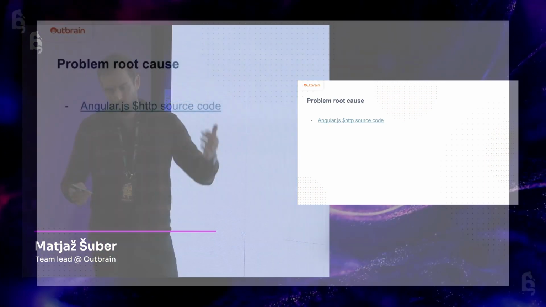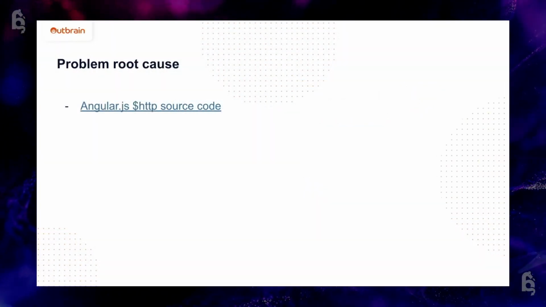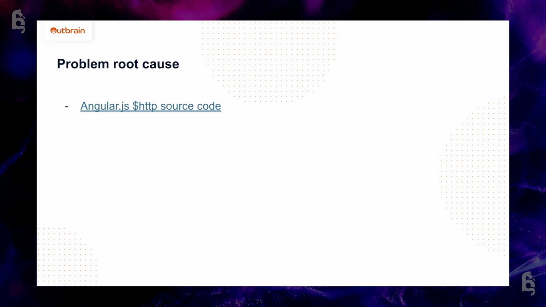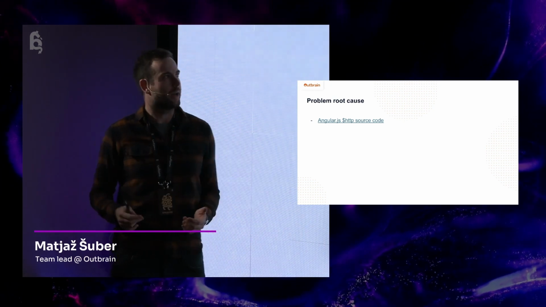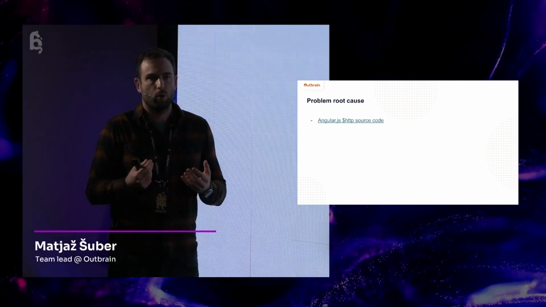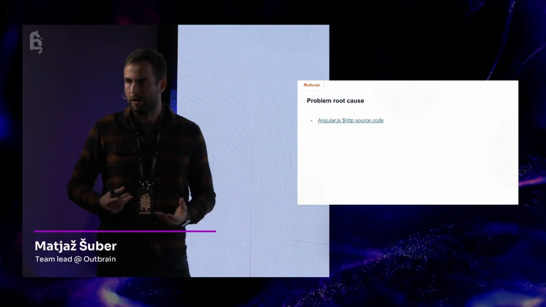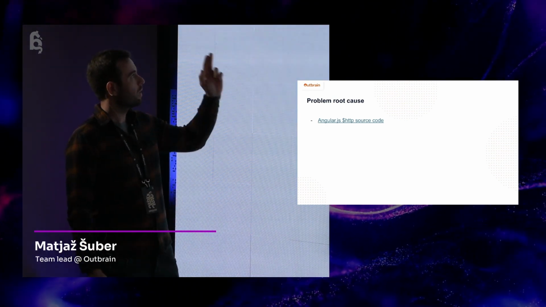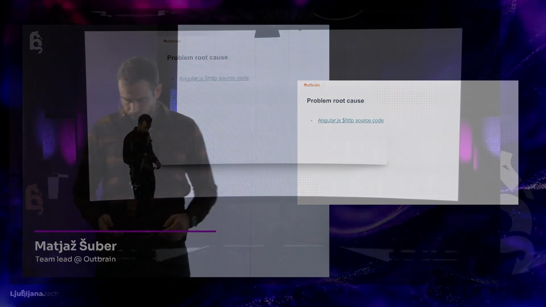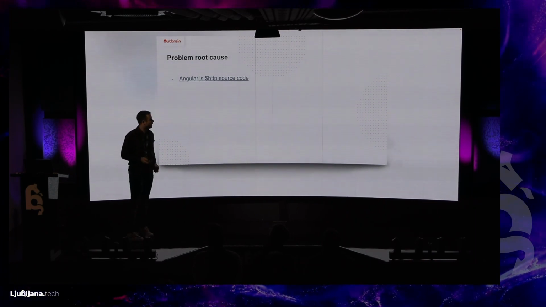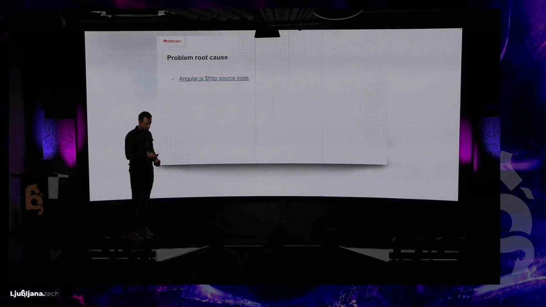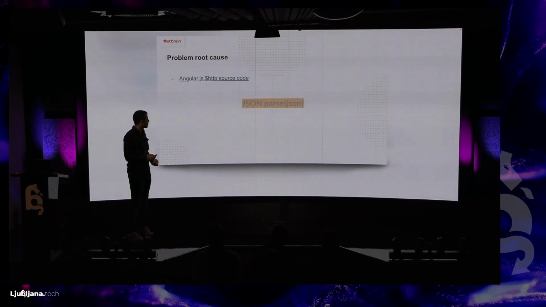So if you remember, before that code, our own code was not doing anything, like really remapping that huge array or whatever. So we didn't have the blocking UI problem, right? So then I debugged the AngularJS HTTP client source code. And I found out this.